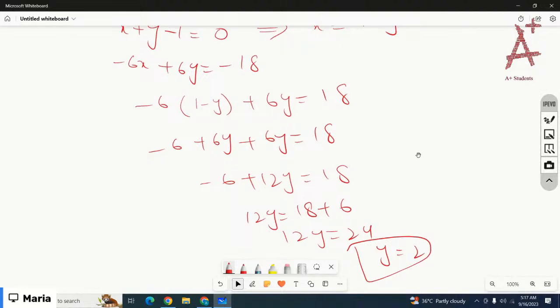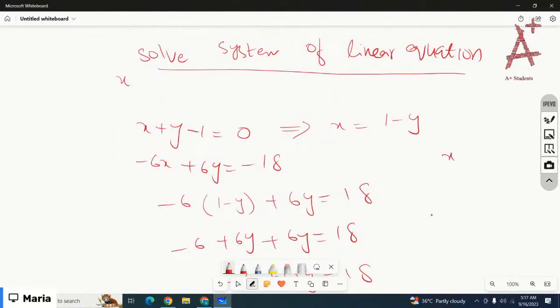Now let's just substitute y equals 2 in this equation, right? x equals 1 minus 2. So 1 minus 2 equals negative 1. So here is the solution of the system of equations: x equals negative 1 and y equals 2. That is the solution of the system of equations.